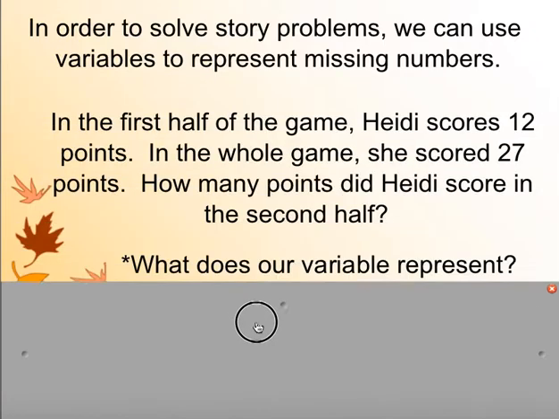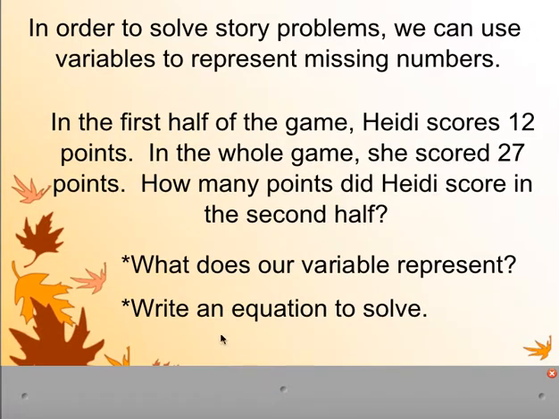So if we look at a certain example, there's two things that we always want to find with our word problem. What does the variable represent? Basically, what are we missing? What information are we trying to find? And secondly, we need to write an equation to solve it. Remember that an equation has an equal sign and has a variable as part of it.